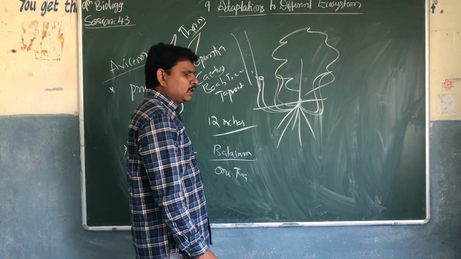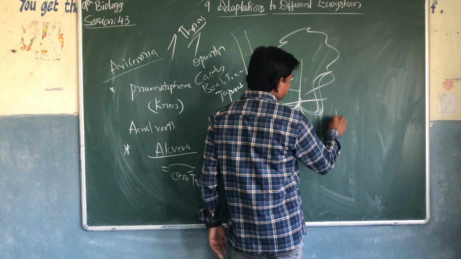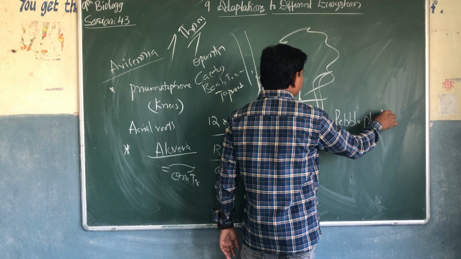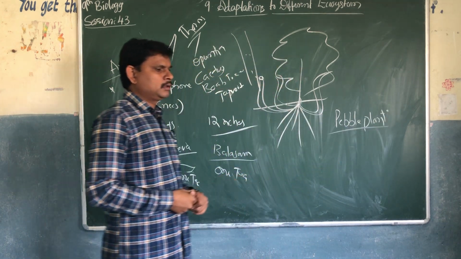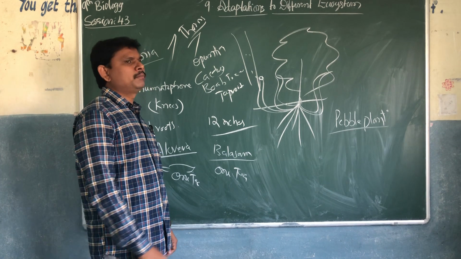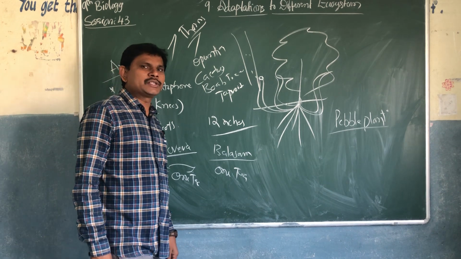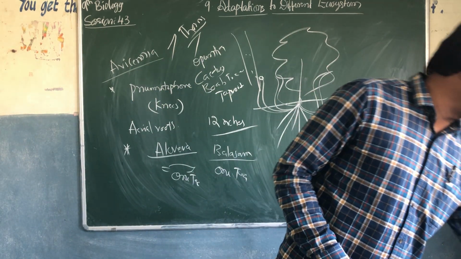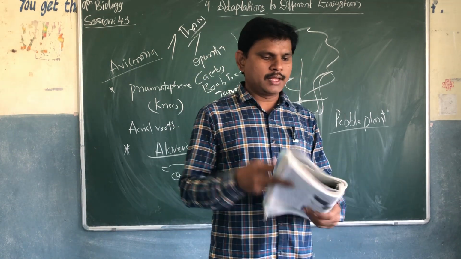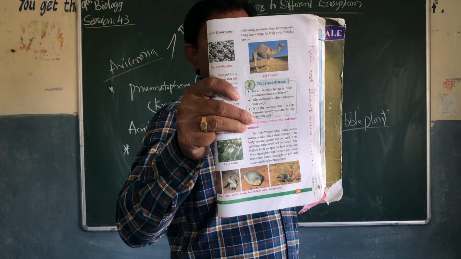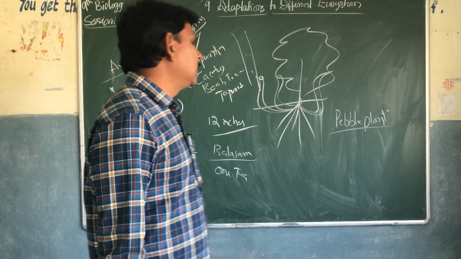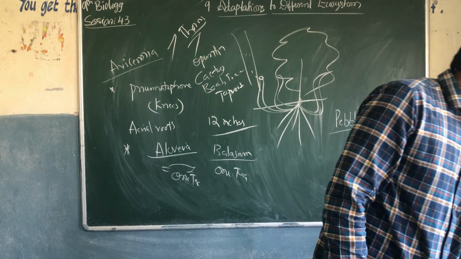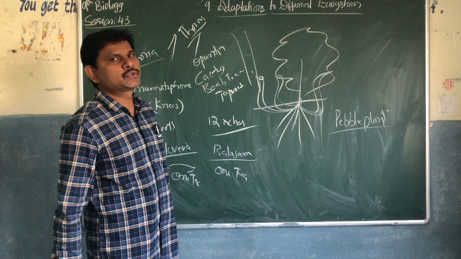Last one we can see is pebble plants. What is this? Pebble plants. They look like stones, but they are not stones. How are they looking? Look at pebble plants. They look like stones, in different colors of stones, but actually these plants are not stones.